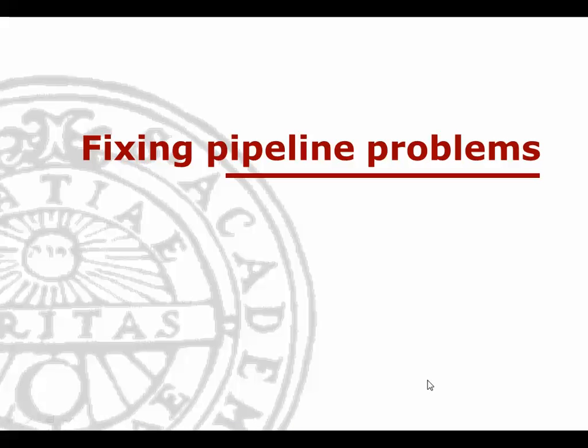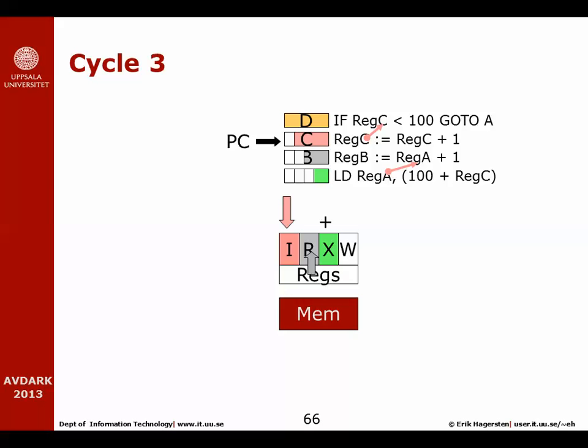So now we're going to discuss how some of the problems caused by hazards in the pipeline can be solved. Let's go back and look at the example again, cycle 3 of the very first example, where we do have read after write dependence. This is a write, in that we write a new value into register A, and this is a read, in that we read the value from register A.